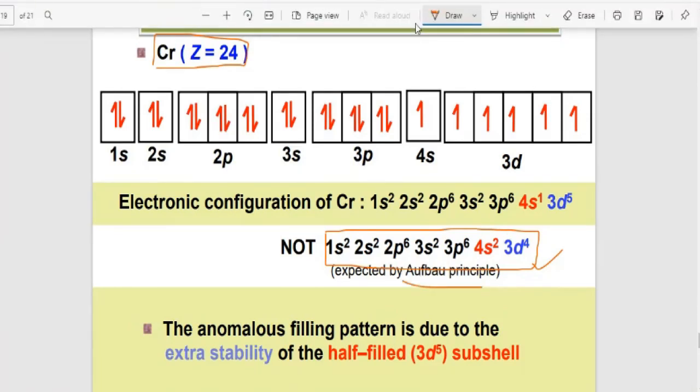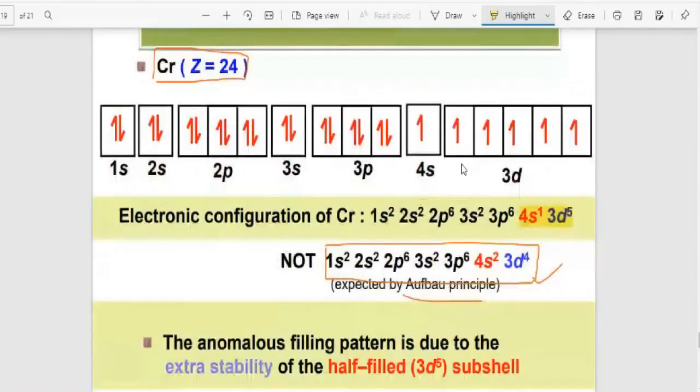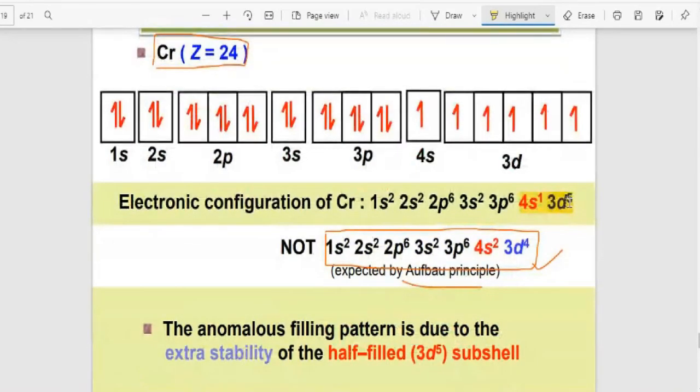But reality, no. Reality is 4s1 3d5. Special case, that's why the title is anomalous cases, because 3d5 is a half-filled orbital, which gets extra stability. Okay, that's why 3d5. One electron from the 4s will shift to the 3d orbital, so it becomes 3d5, which is a half-filled 3d subshell, getting extra stability.